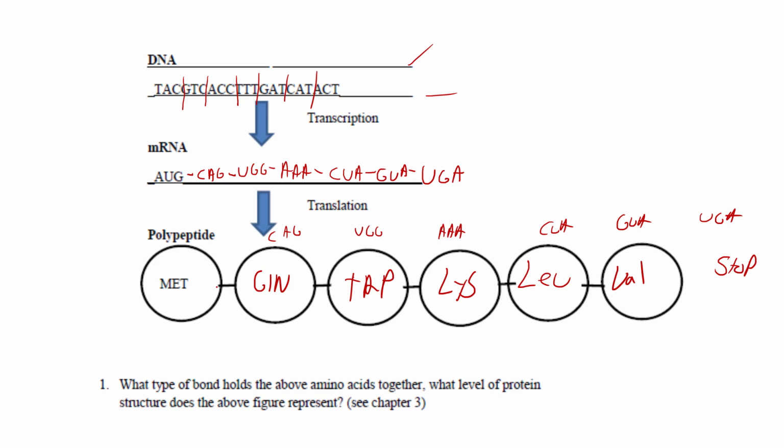It says what kind of bond is holding this all together. See chapter 3. Chapter 3 is the old edition of the book. I forget which chapter it is in the new edition, but this is a peptide bond. This is the primary structure of a protein that we've produced.